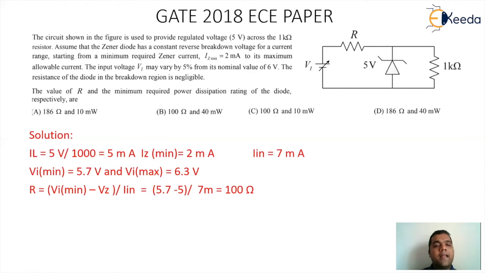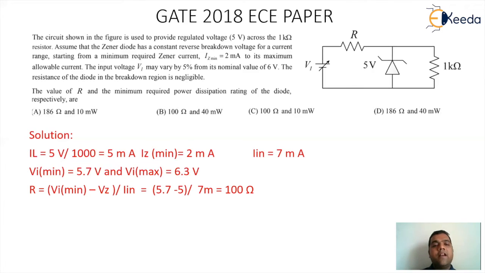So now I can take the value of R as Vi minimum minus Vz divided by I_in. When I put the value of Vi minimum as 5.7, the Vz value as 5 and the input current as 7 milliampere, you will get the value of R as 100 ohms. So this is the value of R, 100 ohms.